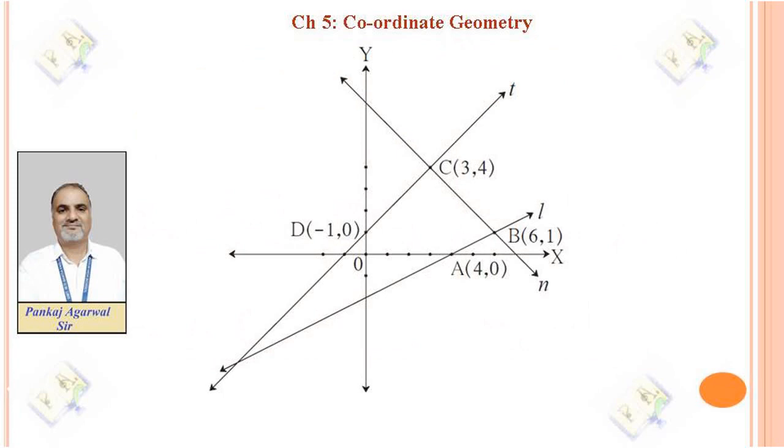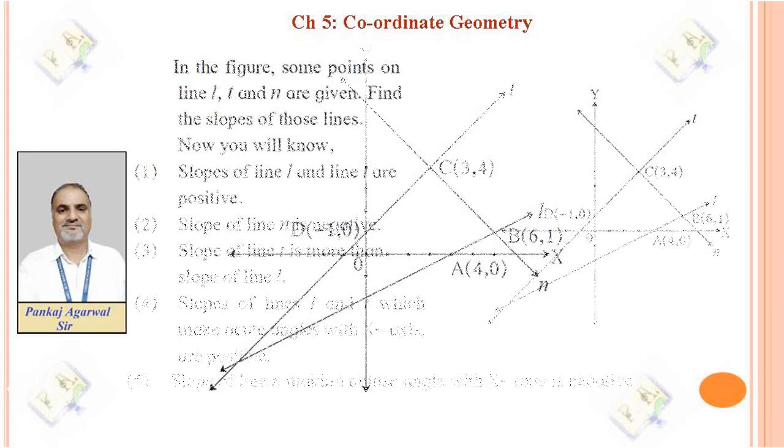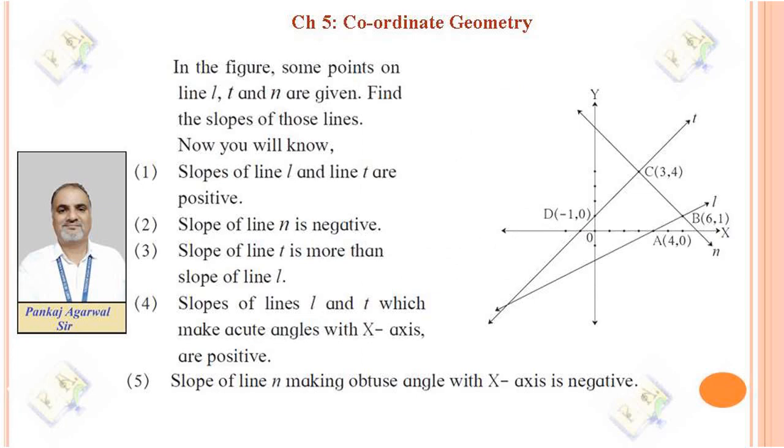Consider the following figure. In the xy plane, we have line L, line T, line N. We can see that the slopes of line L and line T are positive after calculation. The slope of line N is negative after calculation. The slope of T is more than the slope of line L. The lines L and T make an acute angle with the x-axis and their slopes are positive. Line N makes an obtuse angle with the x-axis and its slope is negative.